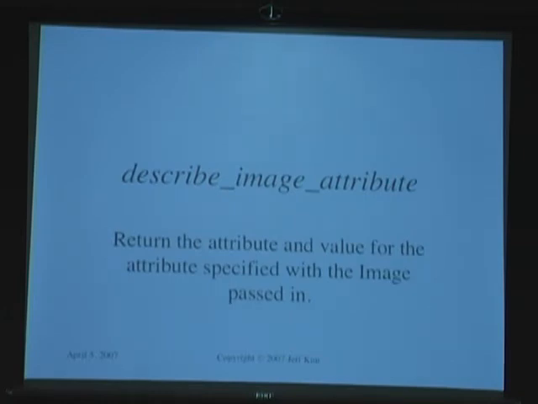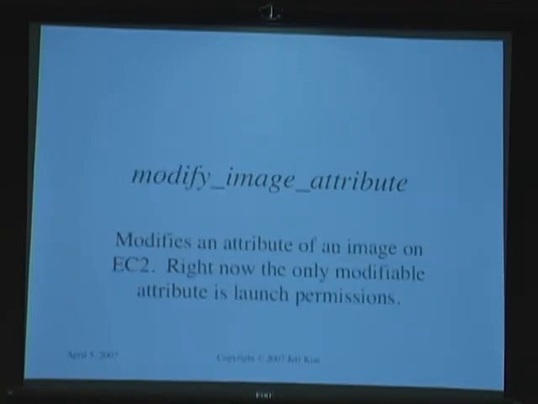Describe image attribute. Currently there's only one image attribute available, and that's who can launch it. I think once it goes out of beta, or in coming months, I'm sure they'll add more ability to do things with images. But right now this just describes whether or not it's launchable. It's got a global launch permission, meaning other people can launch it or not.